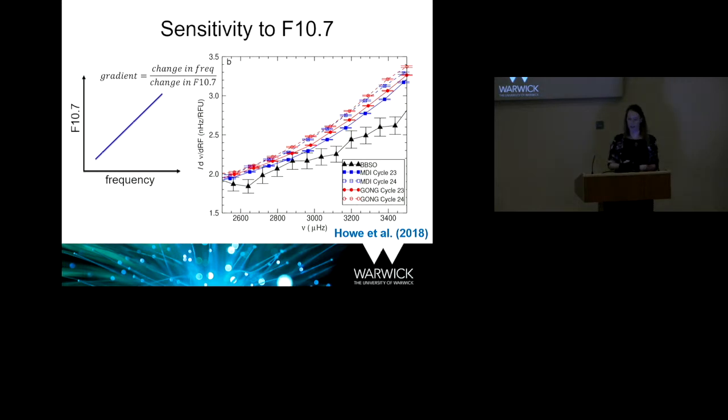So this work was recently published by Rachel Howe. In this plot, the different colours are showing, well, the black is showing you data from Big Bear Solar Observatory, which made observations during cycle 22. The filled symbols are then showing you observations from cycle 23, and the open symbols are showing you observations from cycle 24. Although these differences between the three cycles are small, because they're systematic, they are in fact statistically significant. And this is telling us that each cycle, the relationship between the interior and the atmosphere is changing from one cycle to the next.